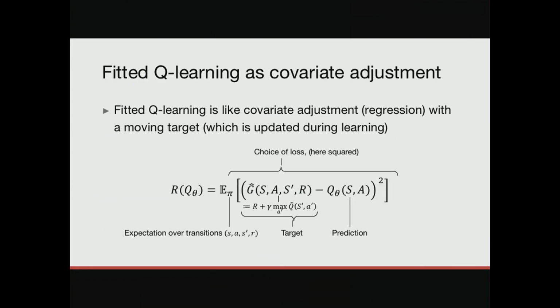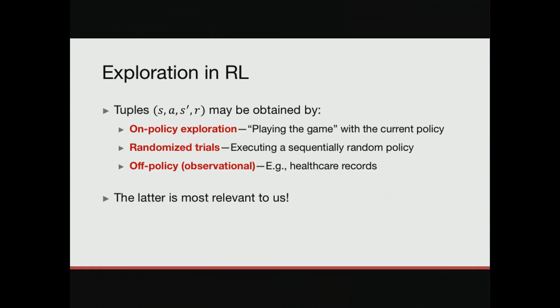this thing here relies on having tuples of transitions: the state, the action, the next state, and the reward that I got. So I have to somehow observe those. And I can obtain them in various ways. A very common one when it comes to learning to play video games, for example, is something called on-policy exploration. That means that you observe data from the policy that you're currently optimizing.